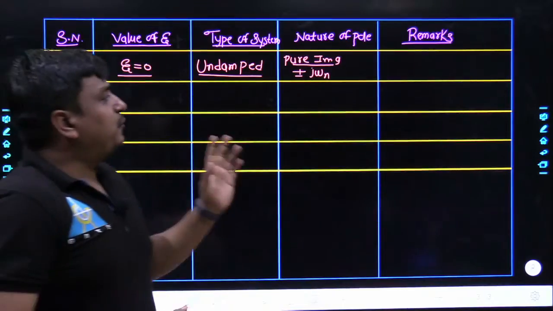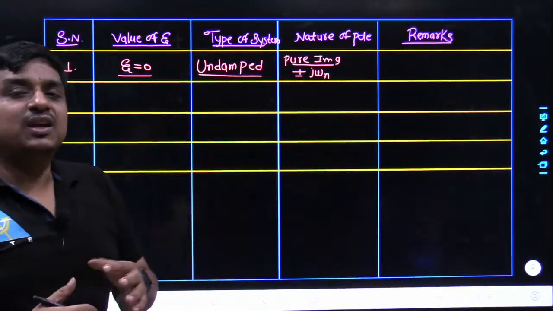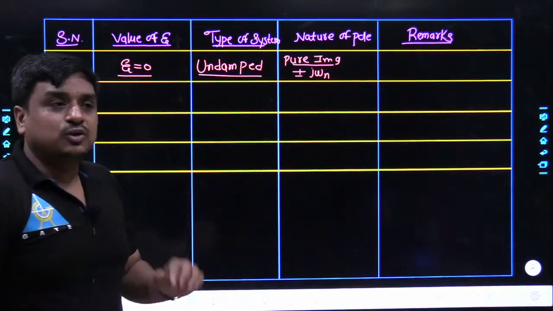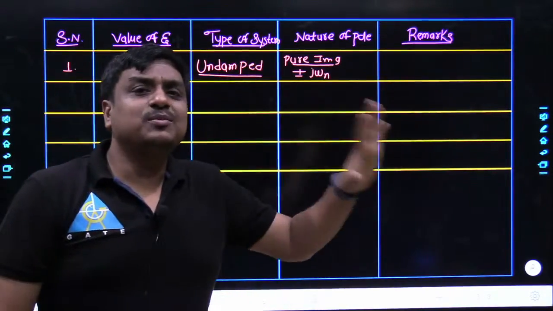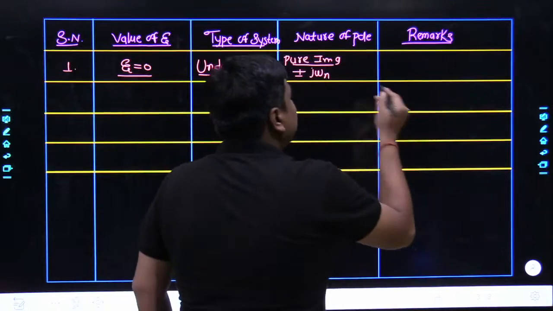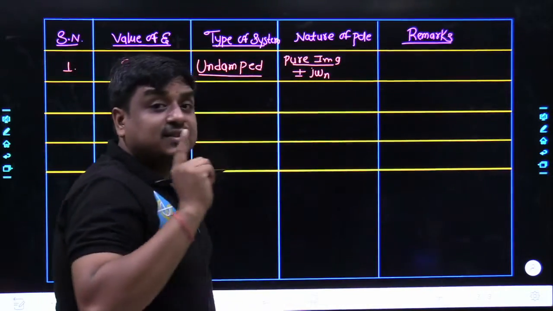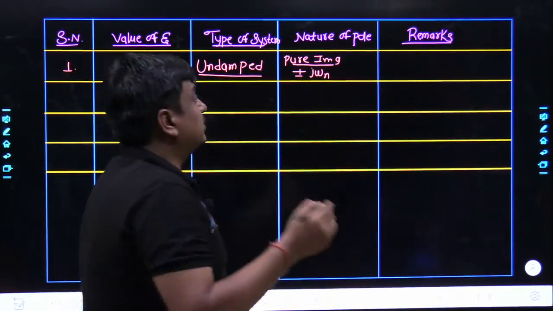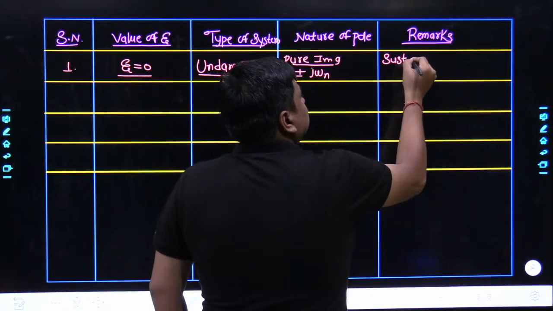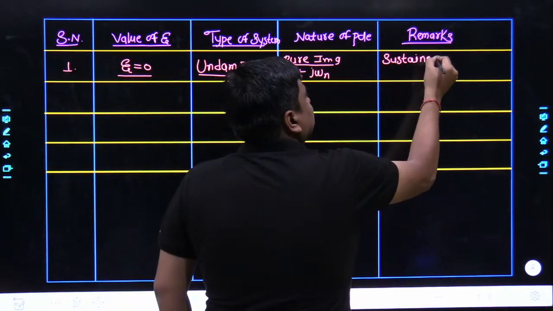Yes, and if we talk about its remarks, in remarks we are concerned about its response. If a system has zeta equal to 0, which type of response is this system going to reveal? So tell me what type of response you will be having. You would be having a sustained oscillation at the output side. So here it's going to be sustained oscillatory response.